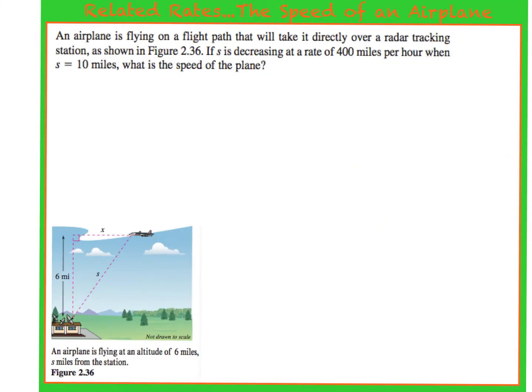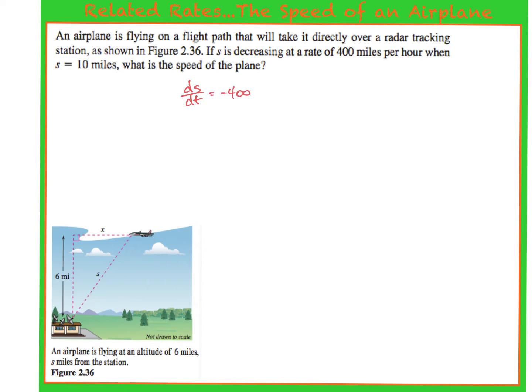All right, here we go. We're going to talk about an airplane. Hubin is going to read about an airplane. An airplane is flying on a flight path that will take it directly over a radar tracking station, as shown in figure 2.36. S is decreasing at a rate of 400 miles per hour. All right, stop. What was just read? Decreasing. So what was just said? The rate is -400. There it is. dS/dt is equal to -400. That's what was just said.